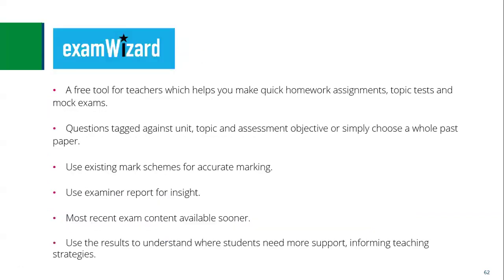And another really useful tool we use is Exam Wizard. It's a free tool for teachers which helps you to make quick homework assignments, topic tests, mock exams, with questions tagged against units, topics, assessment objectives, or simply choose a whole past paper. It's good. I use this quite a lot. I use this to set up my mock exams, because you can drag and drop. It's a little bit clunky, but it does work, and once you've persevered, it's really good.